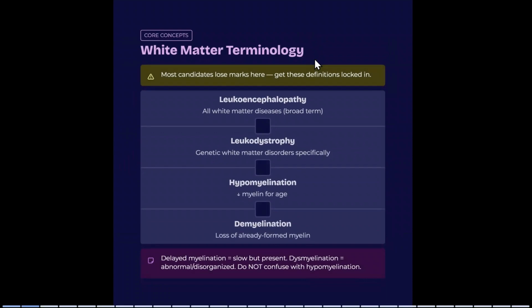So first of all, we need to understand what the definitions are for these white matter diseases. One of the things is leukoencephalopathy, which is a broad term, and it includes all white matter diseases. Then we have leukodystrophies, which include genetic white matter diseases specifically. For hypomyelination, we mean that myelin is low for the age, and demyelination means that there is loss of already formed myelin. So delayed myelination is slow but present, and dysmyelination is abnormal or disorganized myelination. So do not confuse these terms.